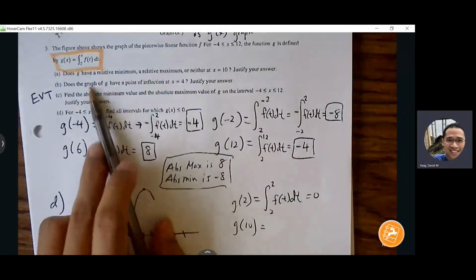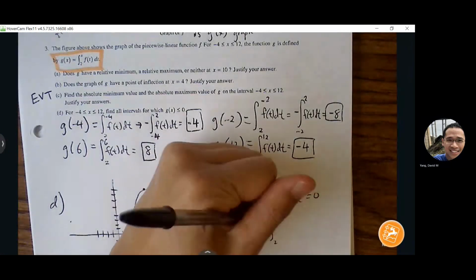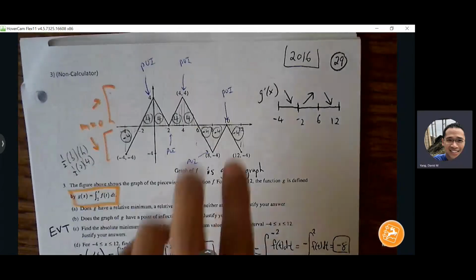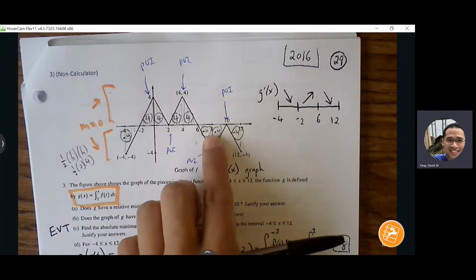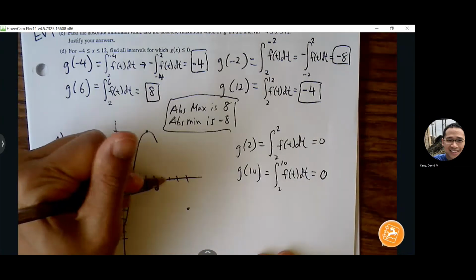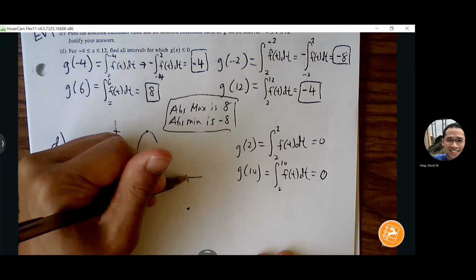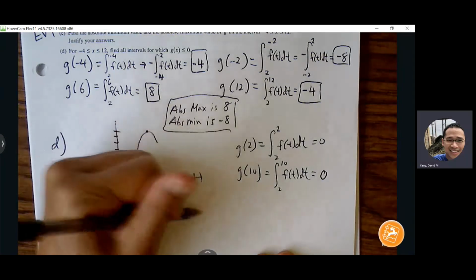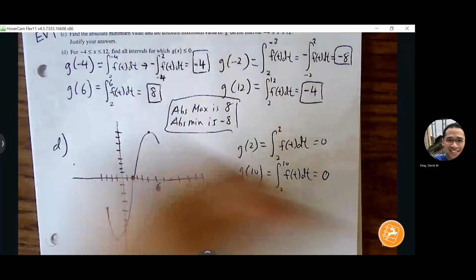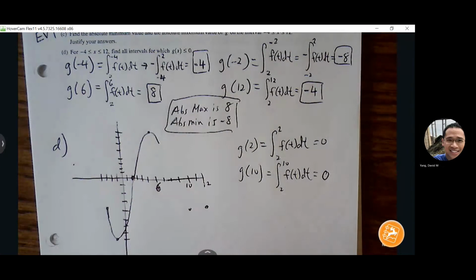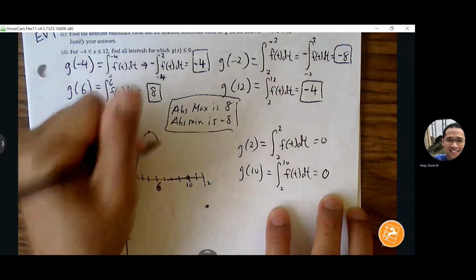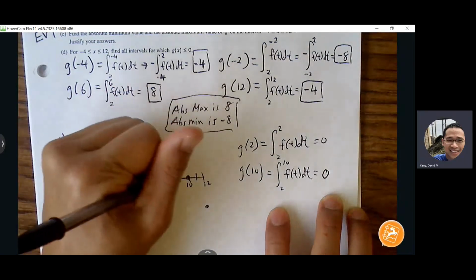So g of 10 is the integral from 2 to 10. So 2 to 10 is 8 minus 8, which is 0. So that's good. Gets us back to 0. Sorry, this should be over here. So at 10, we know the graph hits 0. So we know our graph is going to have to come down here and then reach down.